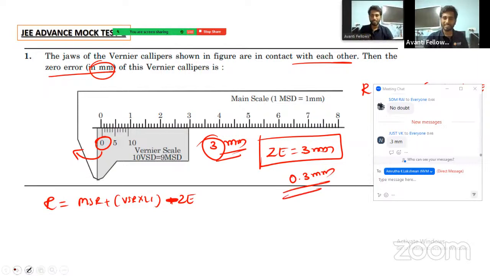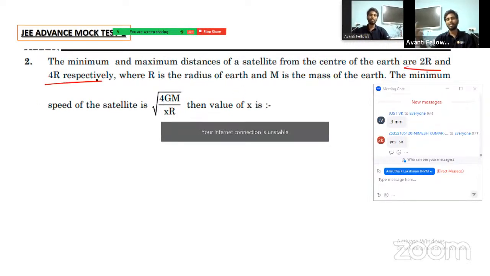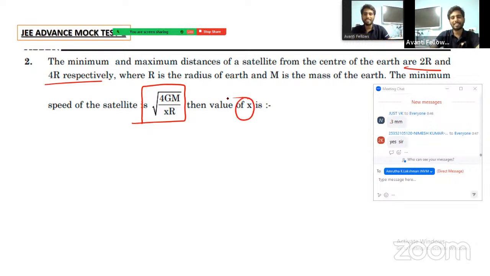Going to the question. The minimum and maximum distance of a satellite from the center of Earth are 2r and 4r respectively, where r is the radius of Earth and m is the mass of the Earth. The minimum speed of the satellite is 4GM by x. Then the value of x is? What do we have to calculate? We have to calculate the value of x.